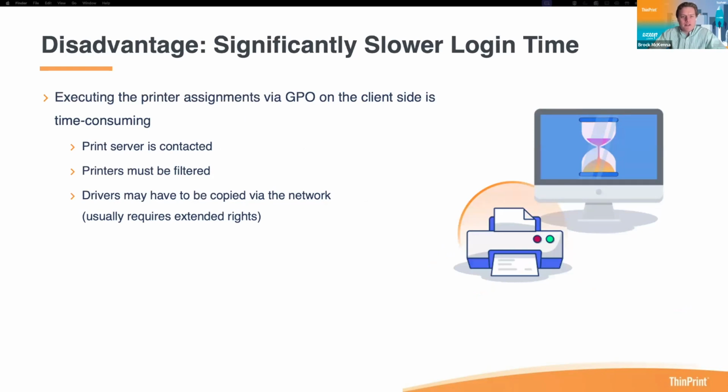There's also another disadvantage being significantly slower login time. So when executing printer assignments via GPO on the client side, it is time consuming. The server's going to need to be contacted, printers need to be filtered, and then drivers may have to be copied via the network, which usually after PrintNightmare and Microsoft's new policy is going to require extended rights, which with ThinPrint is not an issue because we do not copy drivers over to wherever the user is working, whether that be an AVD, VMware session, Citrix host, traditional RDS, or a fat client. We're not going to copy drivers. We attach a virtual image of the driver to the ThinPrint output gateway, which solves not only the slower login time, but also print spooler crashing.